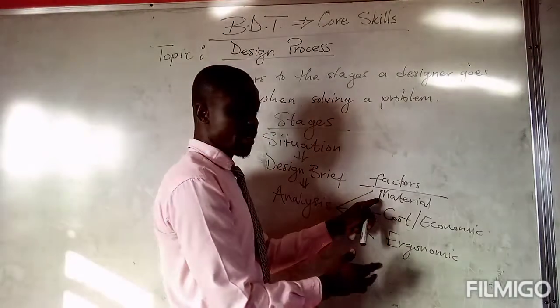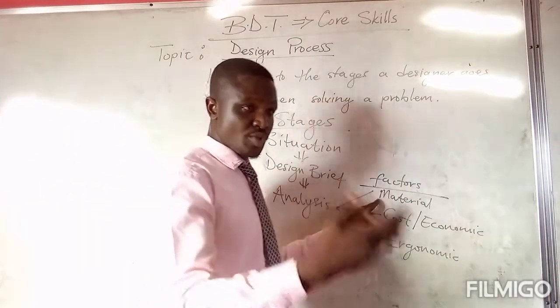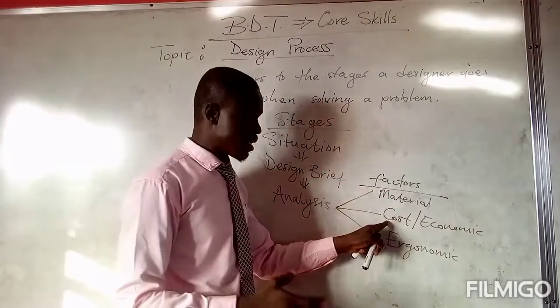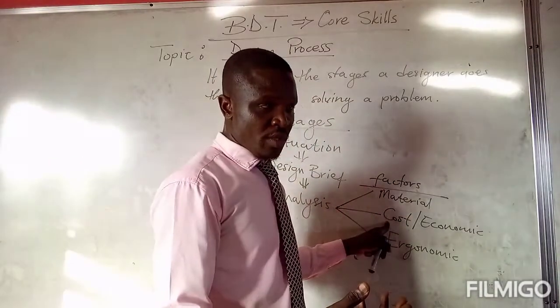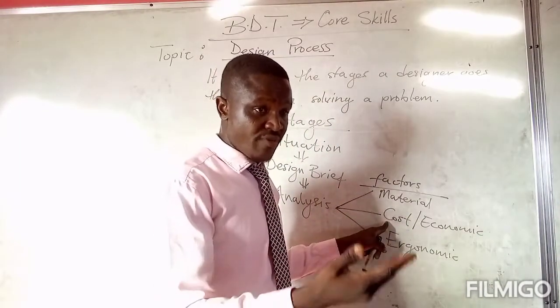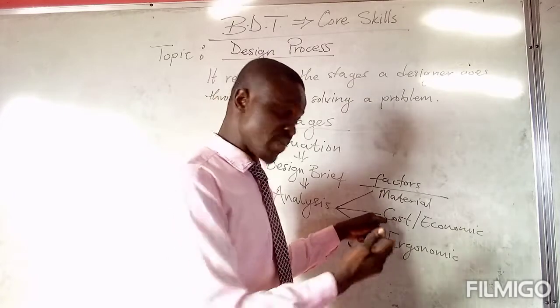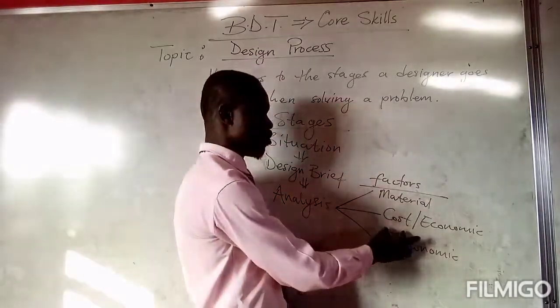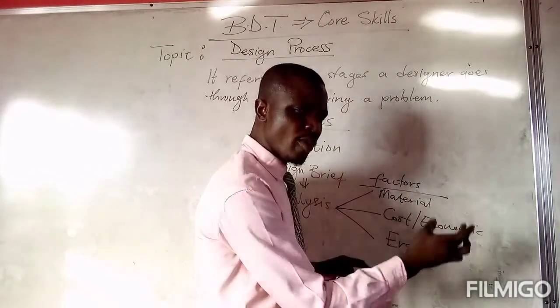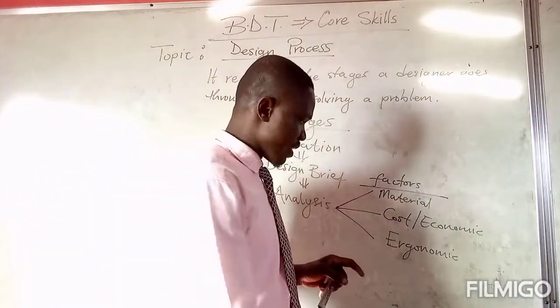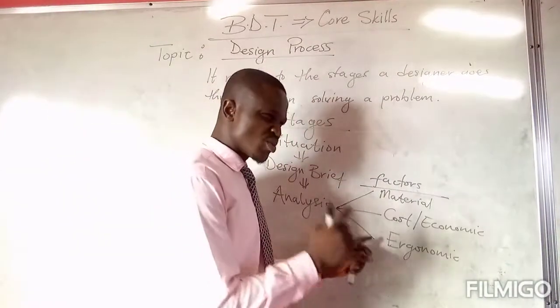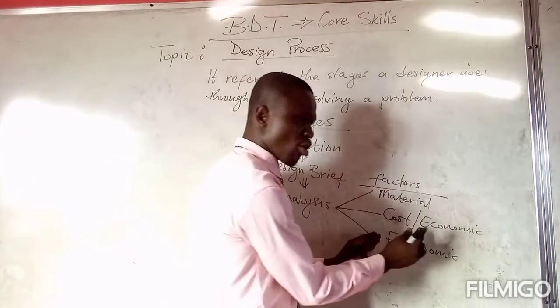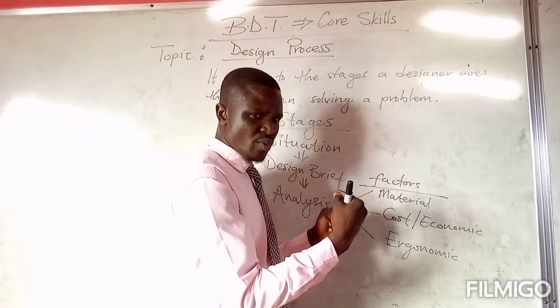So this one is about the material that you are going to use to make a unit. And then this one is about the cost. If the unit is going to be expensive, you have to let us know. If it's not expensive, let us know. All these ones are under what? Economics. Very good.